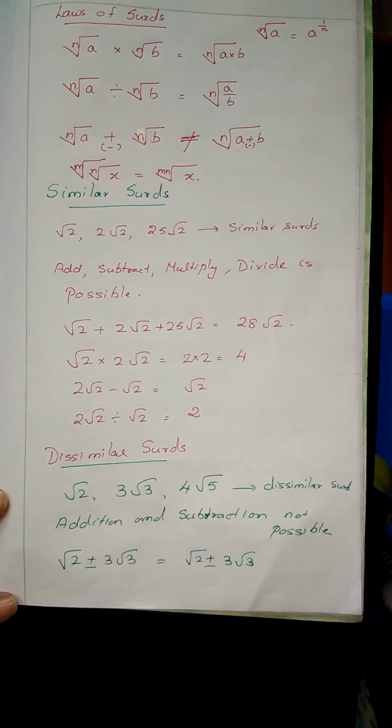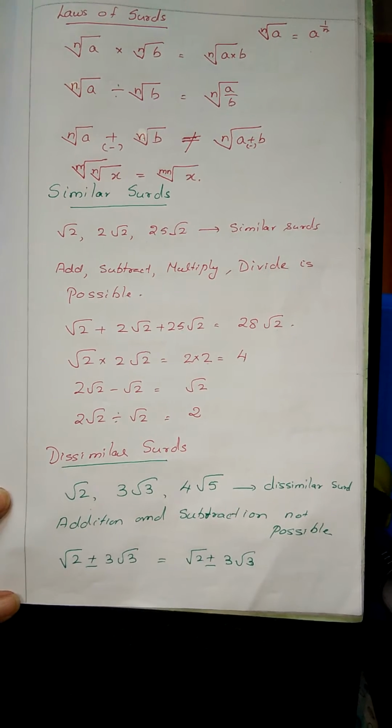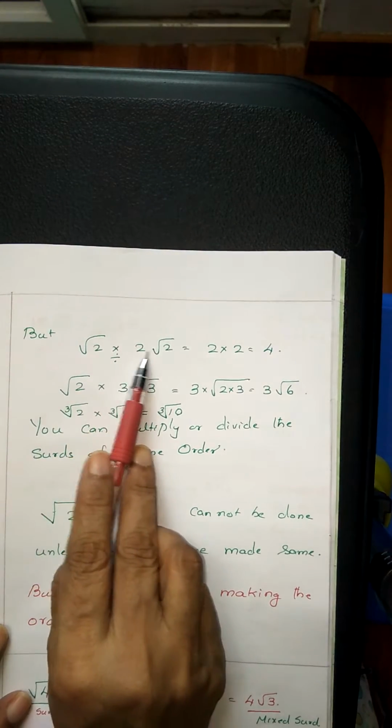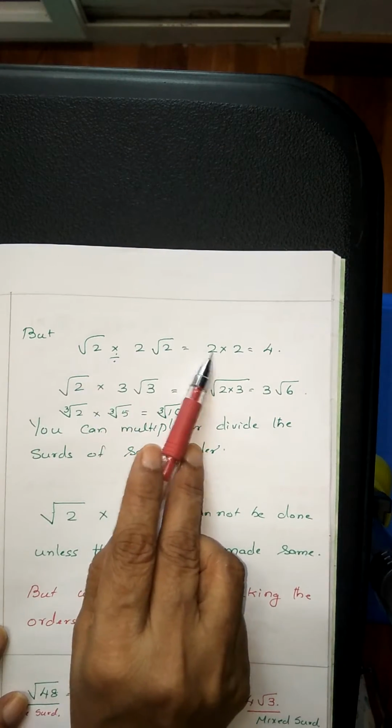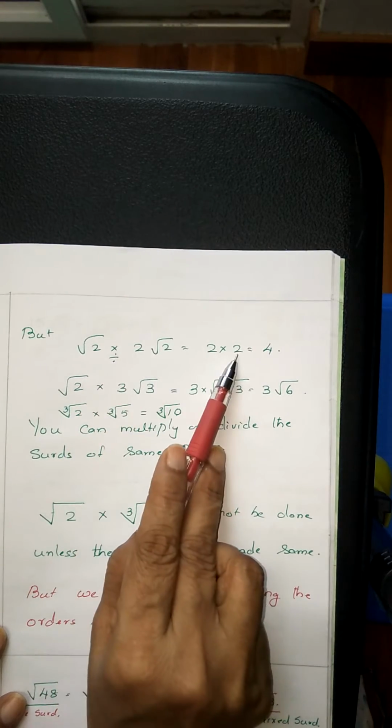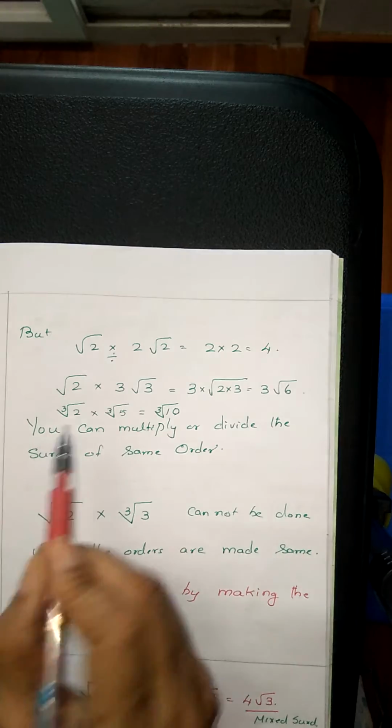When you keep doing the problems, you will become familiar with these laws. Now, root 2 into 2 root 2. If you multiply, you get 2 into root 2 into root 2, which will become 2, that is equal to 4.